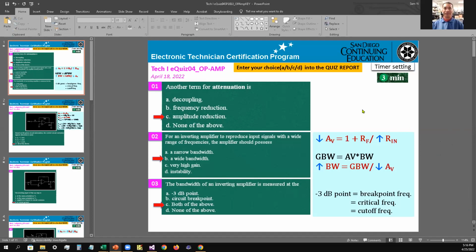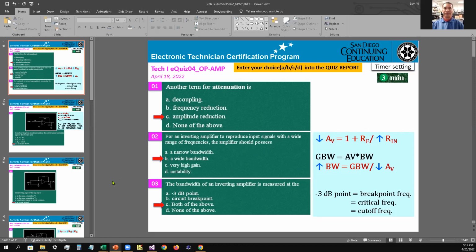Okay, for number 2, for an inverting amplifier to reproduce input signal with a wide range of frequency, the amplifier should possess, mainly you need to possess a wide band or high bandwidth. So the answer is B as in Bob for number 2.